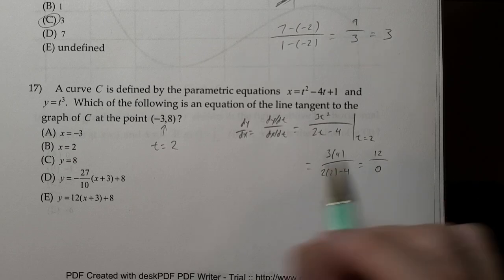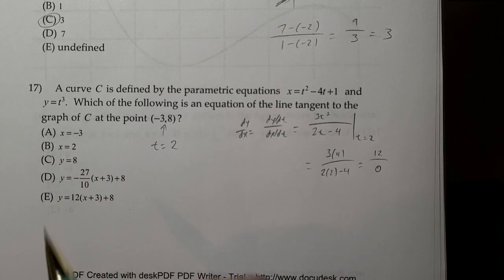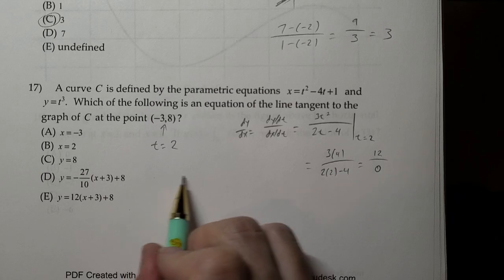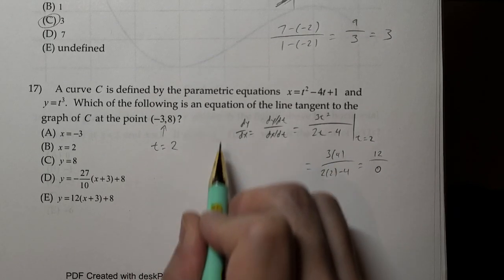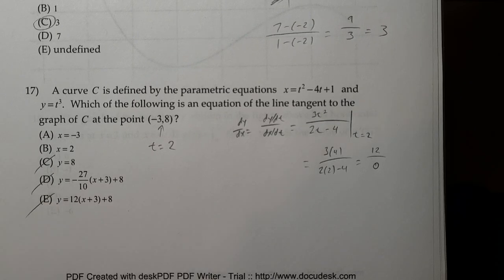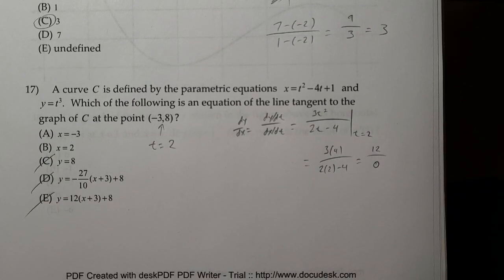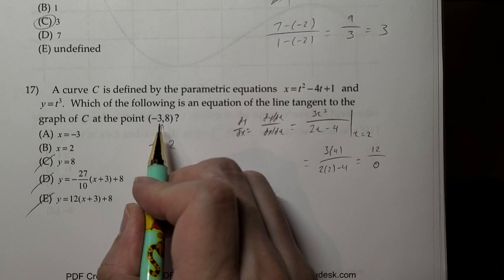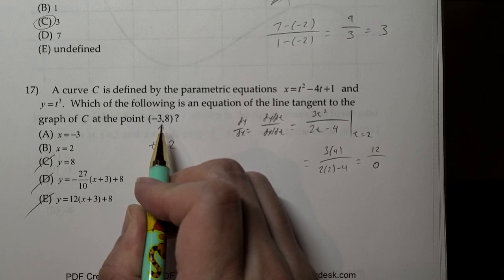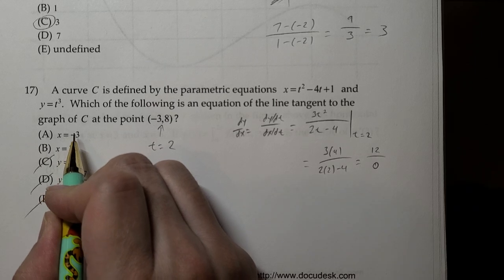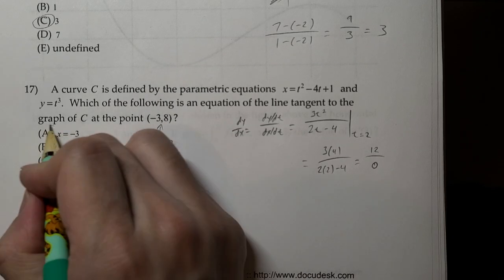which means there are two choices. When the slope is infinite, that means it's a vertical line, because when it's a flat line, the slope is 0. These two are vertical lines, so we can already cross out C, D, and E. Since the point was (-3, 8), the equation of the tangent line should be x is -3, as a result. So the answer is A.